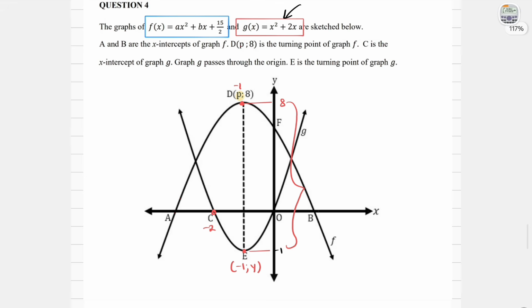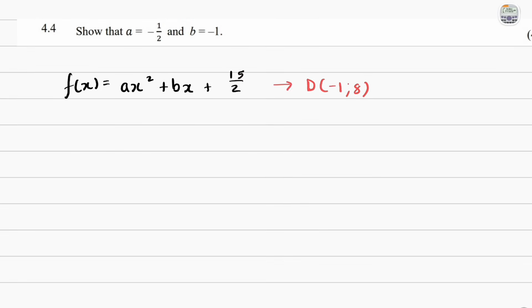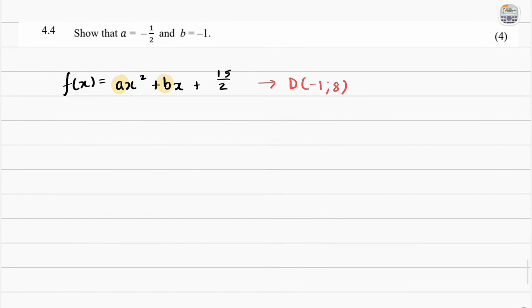A turning point is very useful because it can be used in two ways when you're looking at the equation of this graph. So let's take this point D, the turning point of f, and just rewrite this down first. Here's how we can use this. You see that we have two things missing, meaning you can form two equations to solve for a and b. We're going to use this turning point in two ways. The first way is as a turning point, and this is how it's going to work.